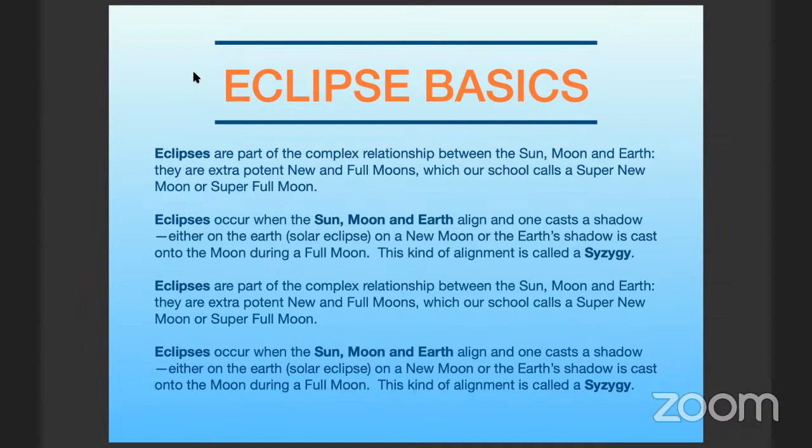And for those that maybe aren't seeing this, eclipses are part of a complex relationship between the sun, moon, and earth. They're extra potent new and full moons, which our school calls super new moon or super full moon. That's a little different than what the current astronomers use for those phrases. Eclipses occur when the sun, moon, and earth align and one casts a shadow, either on the earth, a solar eclipse on a new moon, or the earth's shadow is cast onto the moon during a full moon. This kind of alignment is called a syzygy.